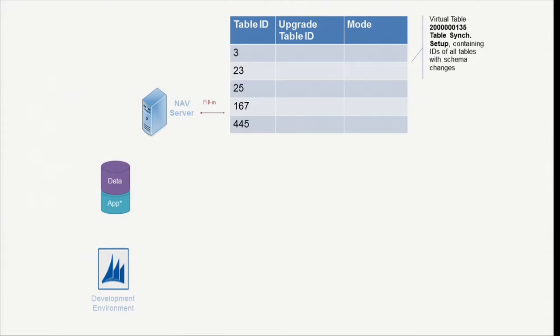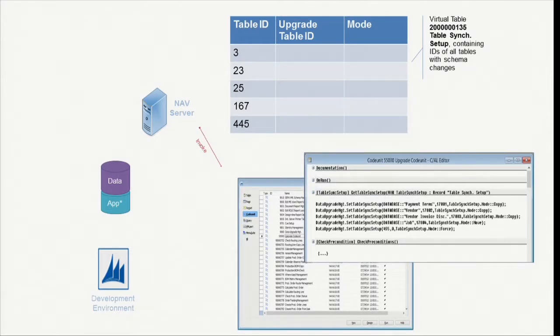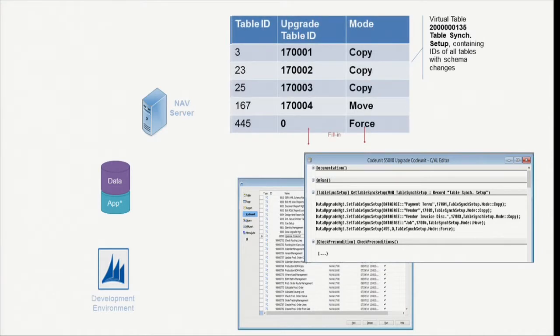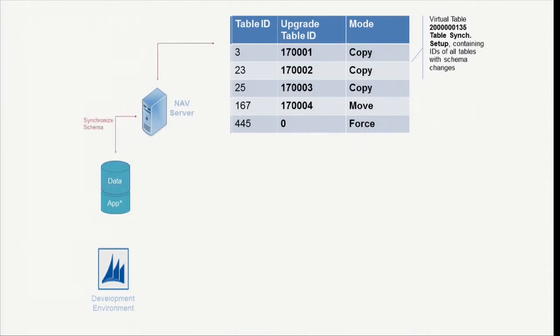After it detects all the modifications, it scans the database to see if it can find any upgrade code unit. And from these upgrade code units that it can find, it looks into the functions which I have defined as table sync setup, because here is where my upgrade instructions are. And then it goes upgrade instruction by upgrade instruction and fills them into the table sync setup virtual table. At the end of the scan, it will know how to synchronize the schema changes and how to handle the data from each table which I have modified.